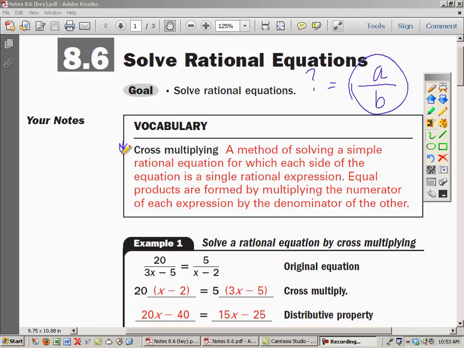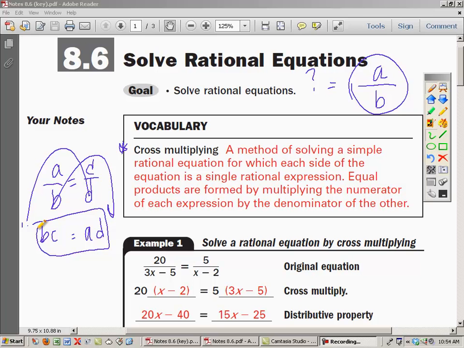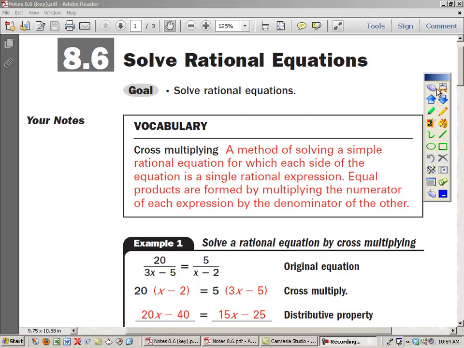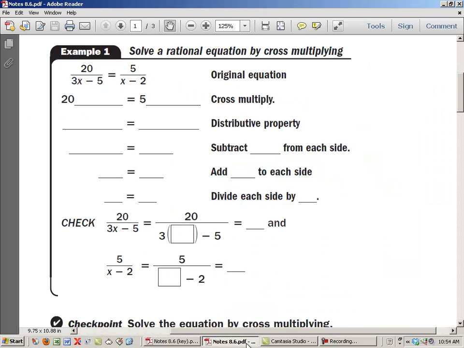It says a method of solving a simple rational equation for which each side of the equation is a single rational expression. Equal products are formed by multiplying the numerator of one expression by the denominator of another. So if I have some expression a over b is equal to c over d, I simply then cross multiply, and a times d is equal to b times c. Now this is quite powerful because we can get the fractions out of our equation and get everything on one level playing field. Okay? So we're going to take a look at some examples here, and let's start off with example number 1.